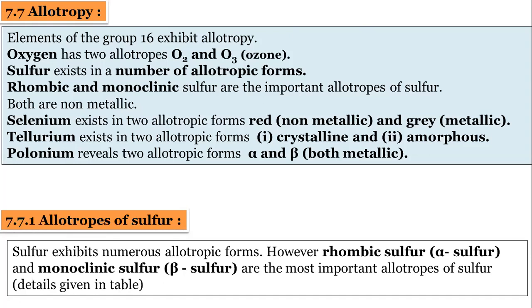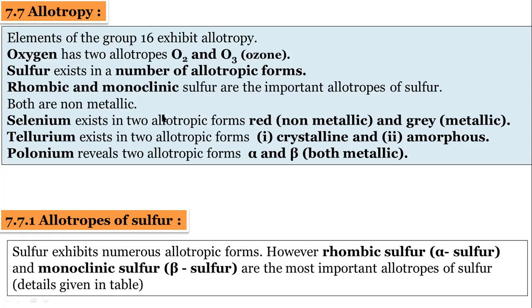So I am coming to the group 16 allotropes, group 17 allotropes. Group 16 elements exhibit allotropy, means they show allotropic properties. Oxygen has two allotropes, O2 and O3. You know, O3 is ozone. Then sulfur exists in a number of allotropic forms, but rhombic, also called alpha sulfur, and monoclinic sulfur, called beta sulfur, are the important allotropes of sulfur.